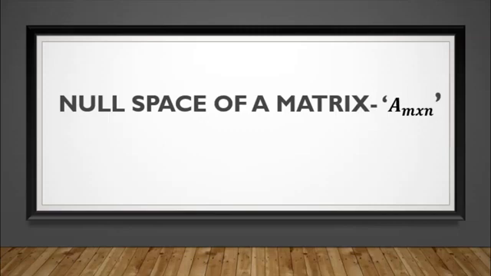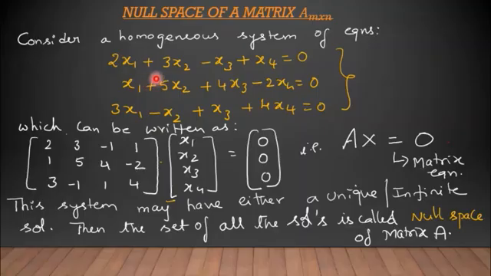In this lesson, I'm going to explain about the null space of a matrix A of order m by n. Before I define the null space of a matrix, let me give some explanation about the homogeneous system of equations, which is reduced to a matrix equation and then leads to the null space concept. So consider a homogeneous system of equations. Here I have taken three equations, for example, with four variables.